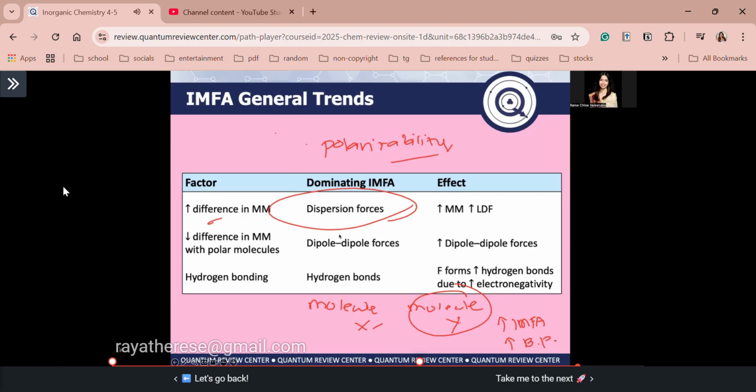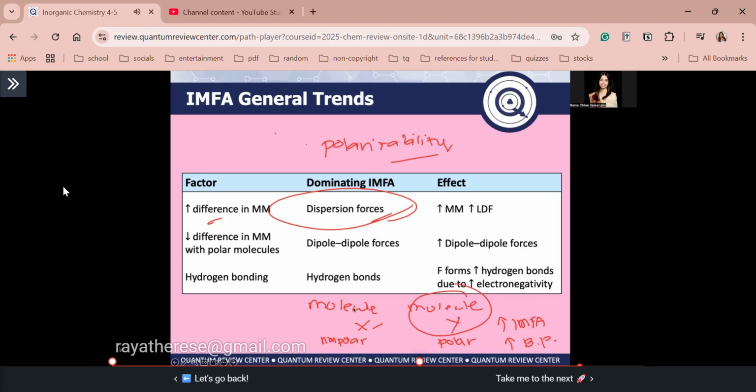Now, let's say molecule X is non-polar, and molecule Y is polar. And guys, there is a large difference in their molar mass. What we still consider is which of them has the greater molar mass. Okay? And the dominating IMFA there is dispersion forces.